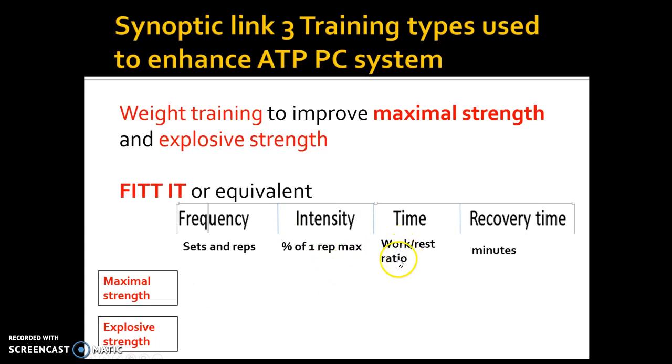Then you'd be looking at work to rest ratio. You're looking at 1 to 3 to 7. And then on top of that, you'd be looking at a 5 minute recovery time between sets. Explosive strength then, we're looking at somewhere between 5 to 10 reps, okay, somewhere in that range, and 3 to 6 sets as well. The percentage of the 1 rep max, we're looking at 75% to 85%, and then the work rest ratio, we're looking there at 1 to 3 really. Okay, so 1 to 2, 1 to 3, and then the minutes between, we're looking at about 4 to 5 minutes to recover. So we get a full recovery of that PC, enabling us to contract explosively.